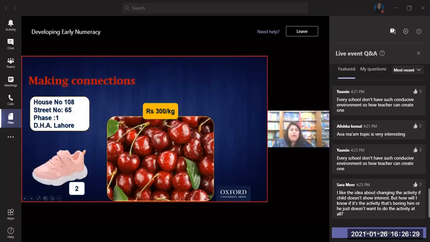So these are certain things which are taken from real life, and this is something which I feel is very important, that when children accompany you for shopping, they should be involved in shopping activities.